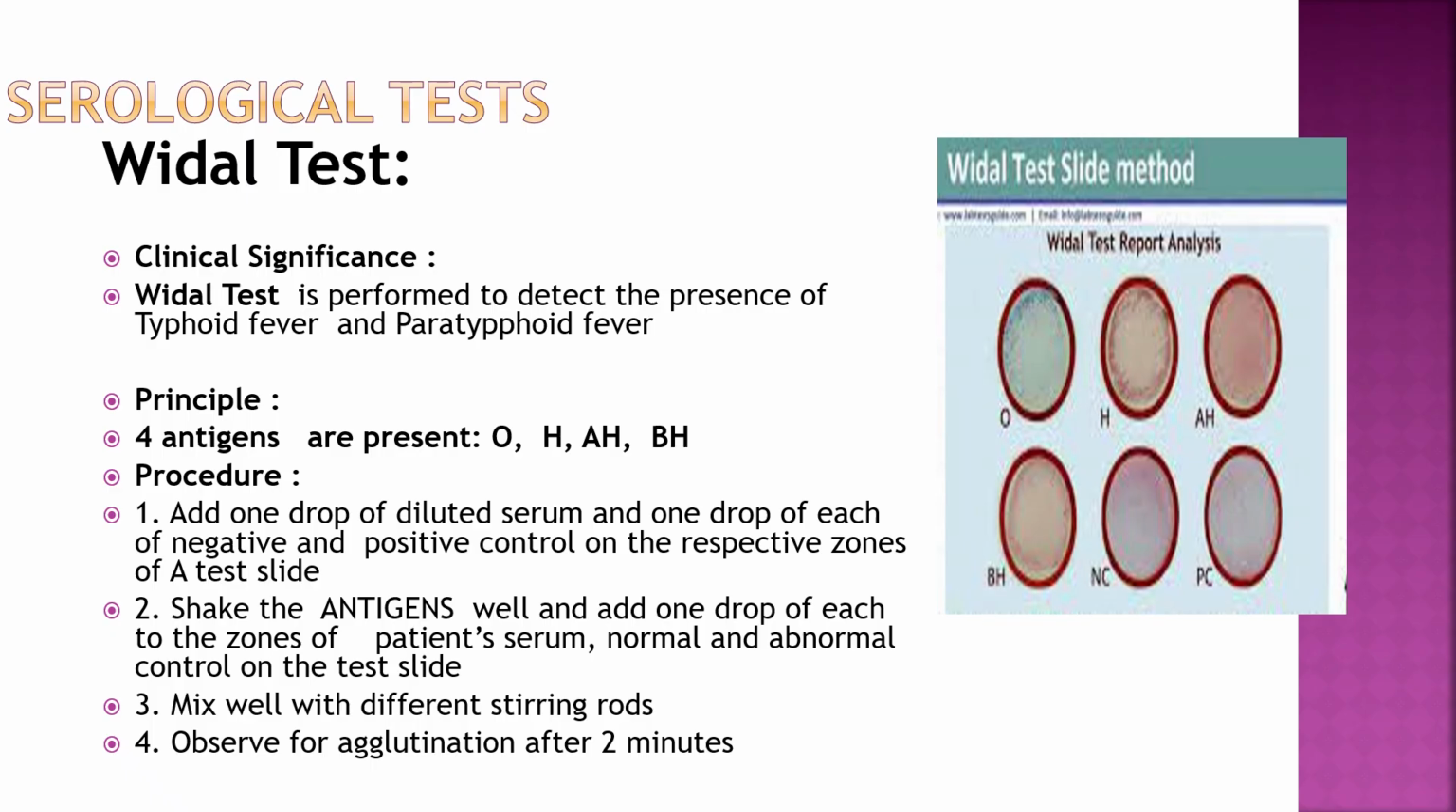So procedure by slide method, you have to add 1 drop of serum, 1 drop of positive control, 1 drop of negative control, and then the total 4 drops of serum you have to take to add 4 antigens, and then add 1 drop of O, H, AH and BH antigen, mix and then wait for 1 minute and then see for the clumps. So if clumps come within 1 minute, then it is a positive test. So O and H for typhoid fever, AH for paratyphoid A fever, and BH if clumps are there, then it is for paratyphoid B fever.